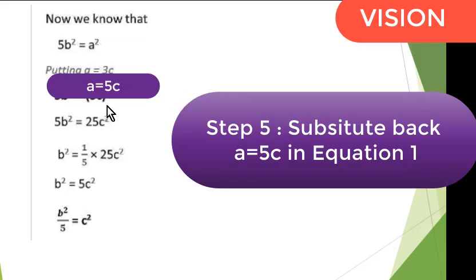When the square goes inside, the RHS becomes 25, and likewise c becomes c square. Again we are expressing in terms of b square. Keeping b square alone on this side, we are moving 5 into the RHS. So 1 by 5 into 25 c square. 5 and 25 got cancelled and we are getting b square equal to 5 c square.